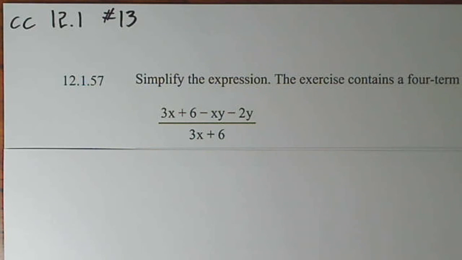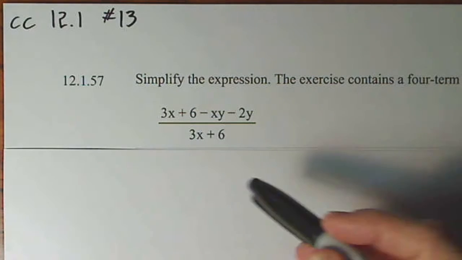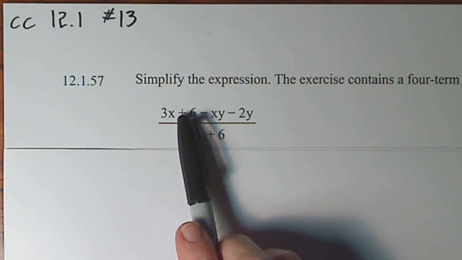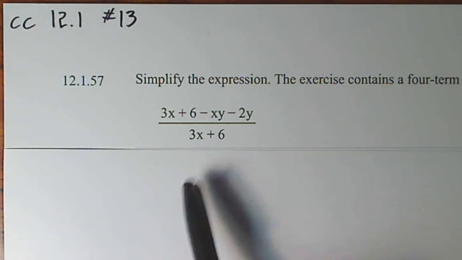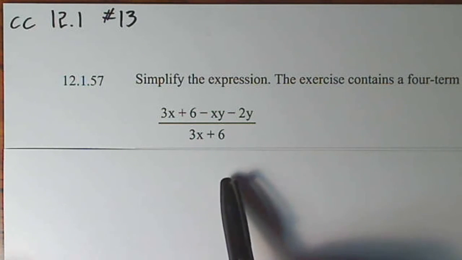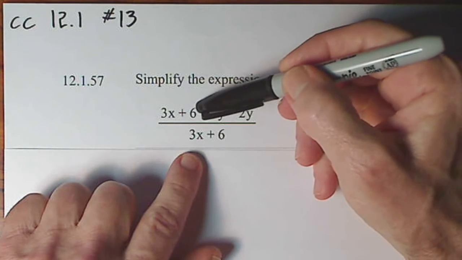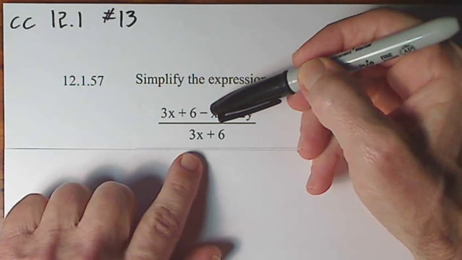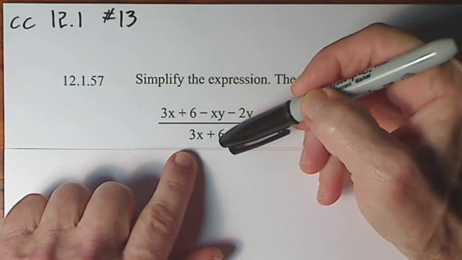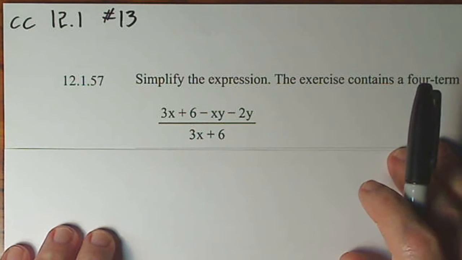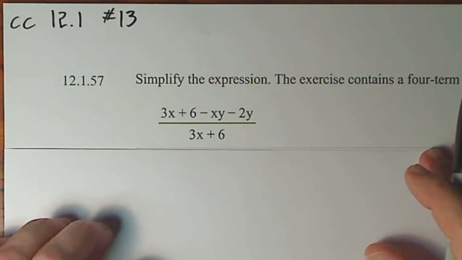We're asked to simplify this expression. You're not allowed to simply cancel the 3x and the 3x because this 3x is being added to something and this 3x is being added to something as well. Even though they're identical, this 6 is still being added or subtracted to something, so that's why you're not allowed to just cancel. The only time you can cancel is when you have factors, that is, things being multiplied.